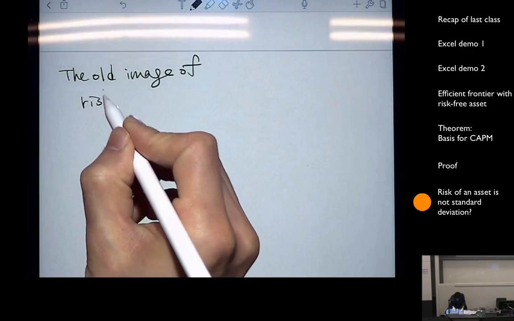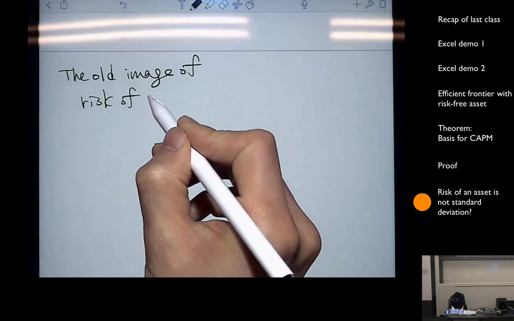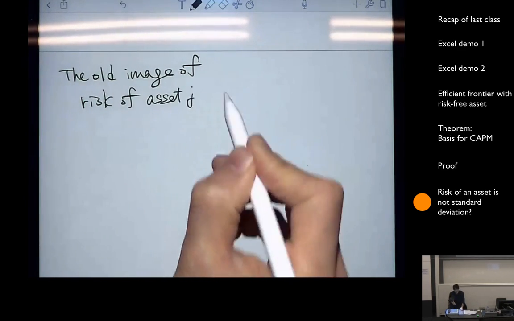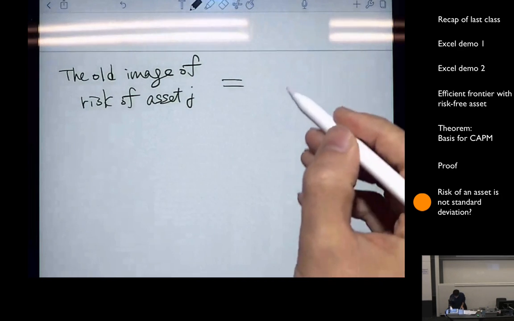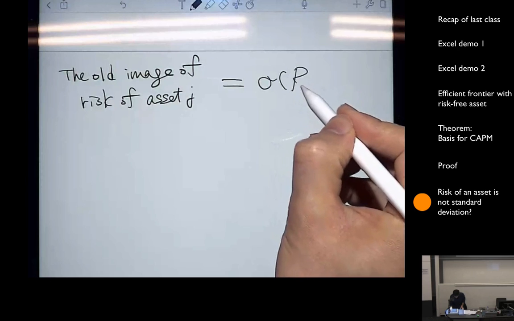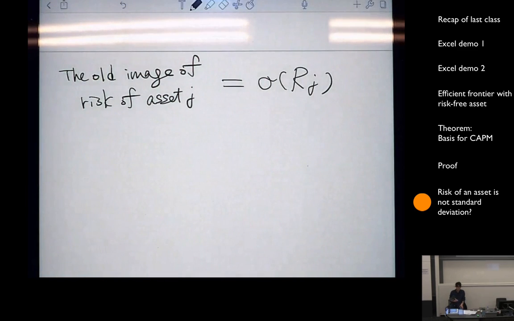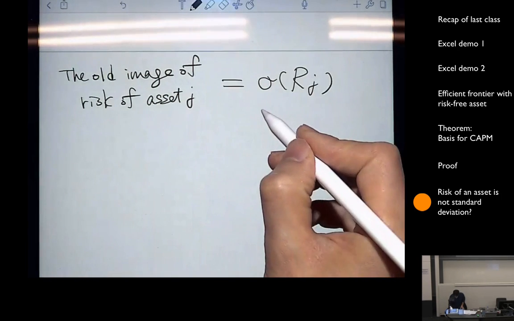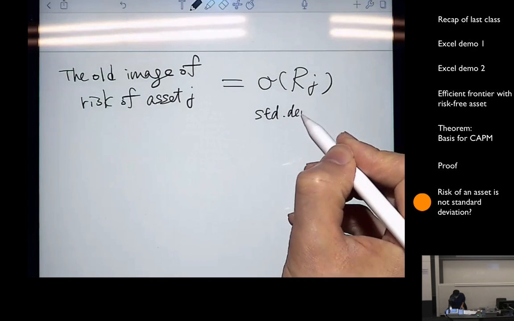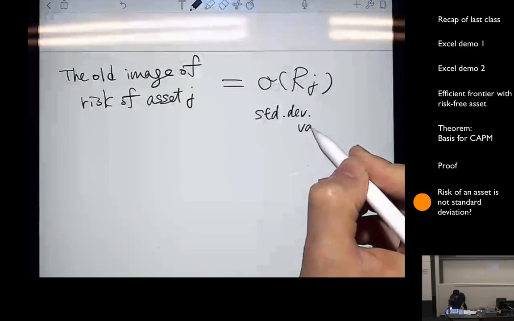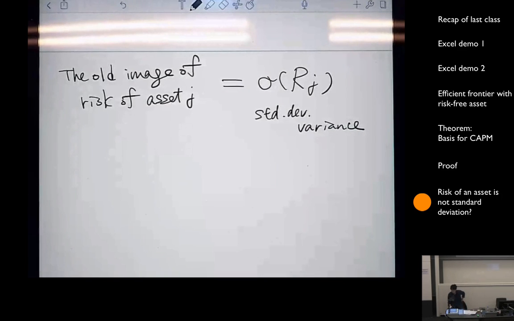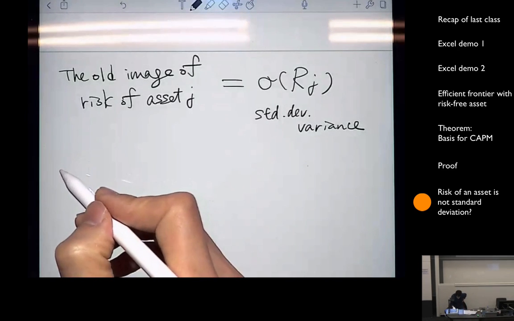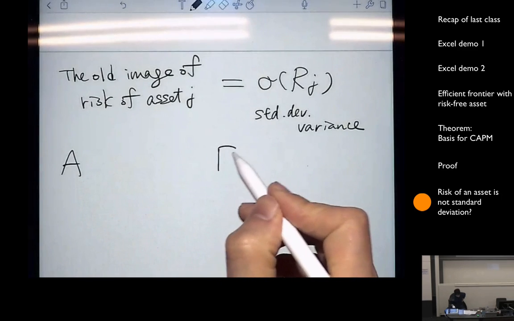Or the image of risk of, let's say, asset J. And the older image was nothing but the standard deviation, or equivalently variance, of the return on asset J. So let's say there is asset A and asset B.